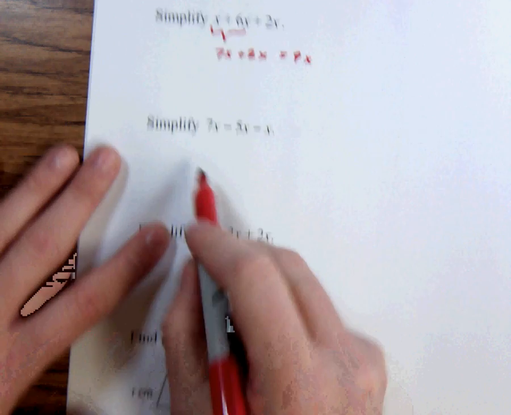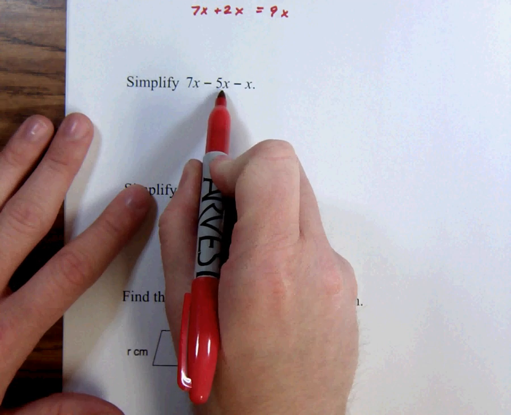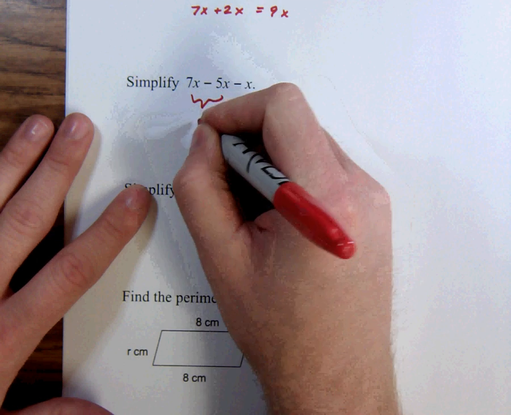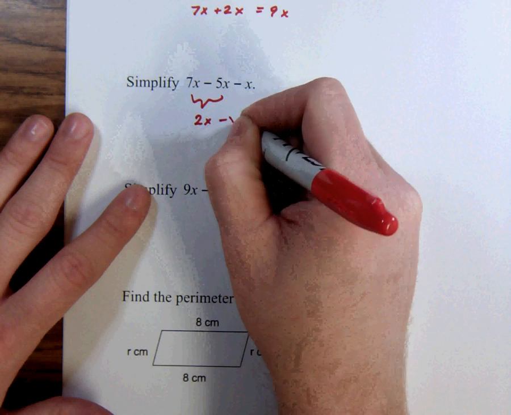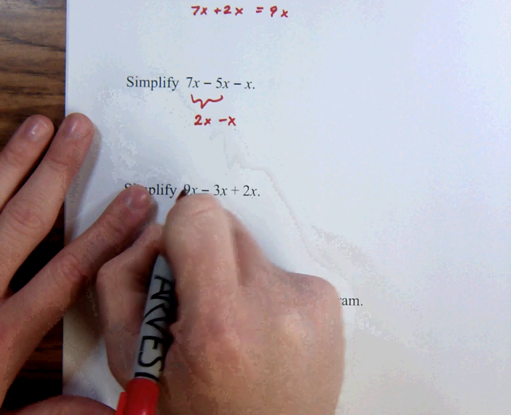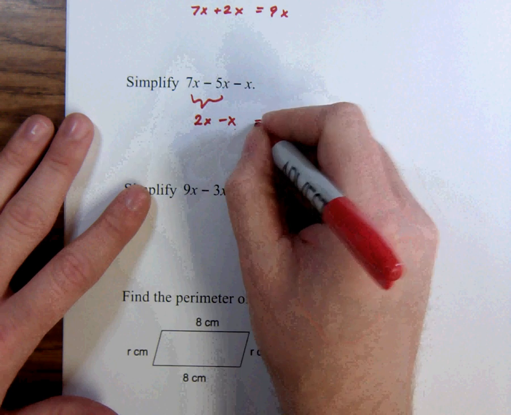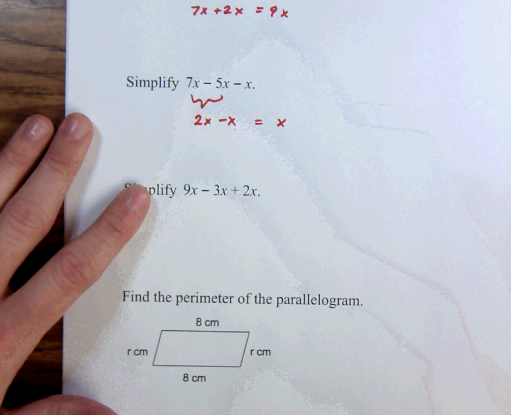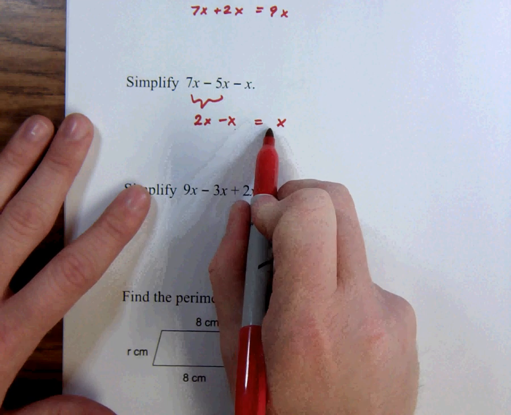We can go right here. We have 7x minus 5x. 7 minus 5 is 2x. So I have 2 x's and I subtract an x. Well, that is equal to 1 x. And remember, we don't necessarily write the 1 there.